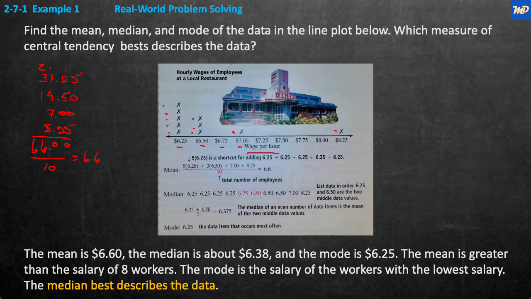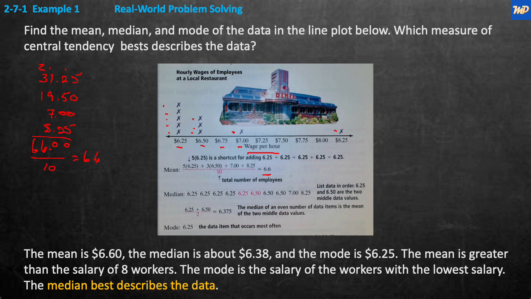We get right here, you see it, that the mean, the average, or the mean is called the average sometimes, is, on average, you could say, an employee will be making $6.60 at this cafe. Okay. And the median, what is the median? The median is a little different. The median is the middle value. All you want to know is what is the exact middle value?